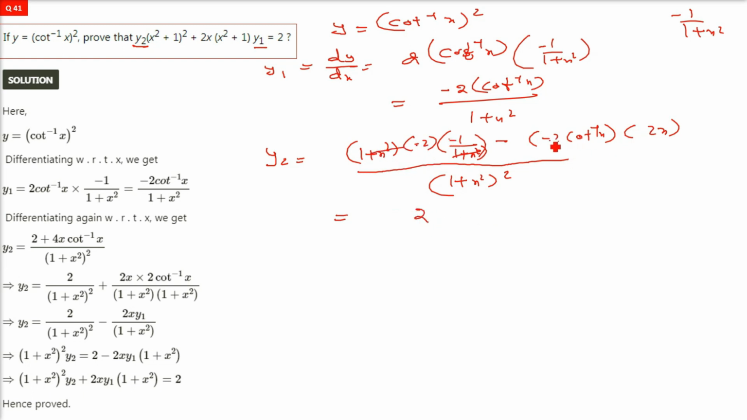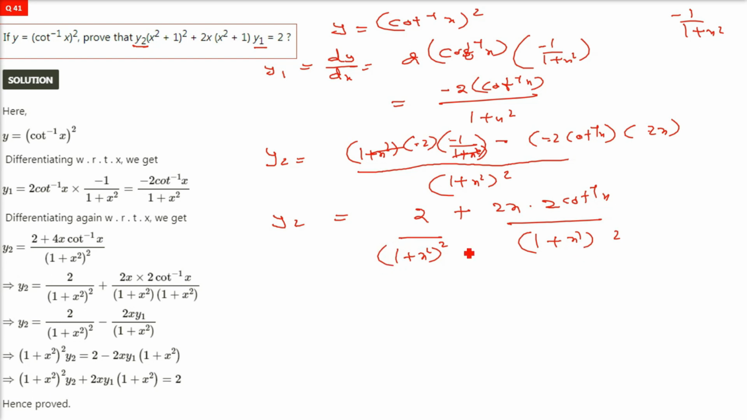This also, minus will become plus. 2 into 2 is, you can write it as 4x cot inverse x. So you can write it as 2x into 2 cot inverse x. Okay, 1 plus x square whole square in the denominator. So 1 plus x square whole square here. You can write it as 1 plus x square into 1 plus x square. So y2 is this, 2 by 1 plus x square whole square.